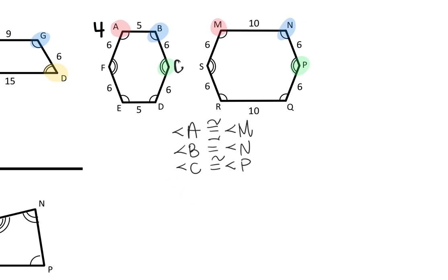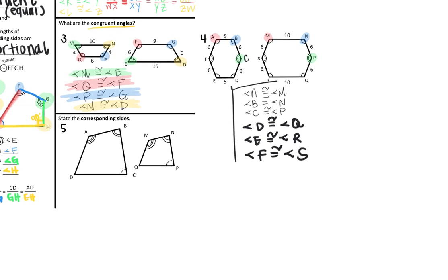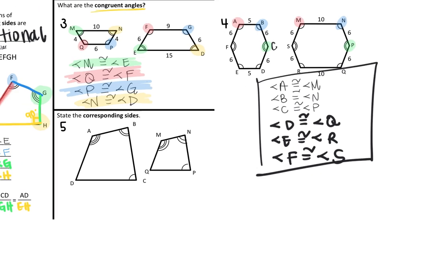I'm going to do the same thing for the rest of the angles. Okay, so angle D is going to be congruent with angle Q. Angle E is congruent to angle R. And angle F is congruent to angle S. So angle F and S congruent. Okay, so example 3 and example 4 are done. We have one last example, example 5. Okay, and this is about corresponding sides.